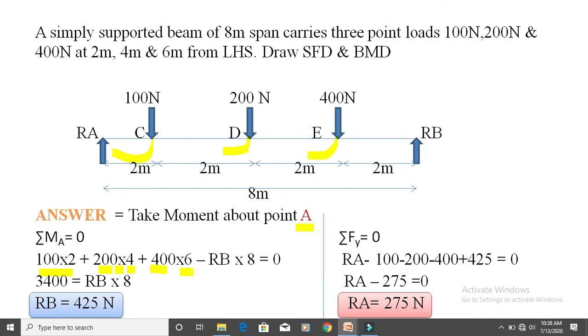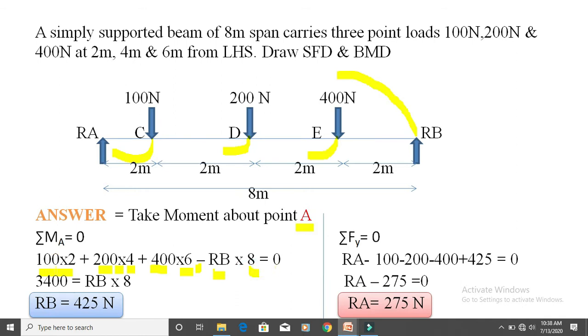So write here 6. Then RB, which is going in anti-clockwise direction towards A, so consider it a negative sign. So write here the negative sign. The value is RB, and B to A distance is 8 meter. So write RB into 8 is equal to 0.